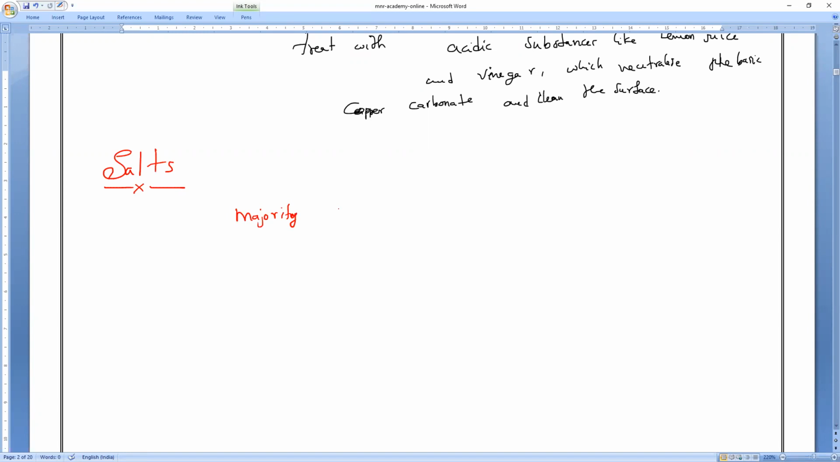Majority of the salts, all of you remember, have cations derived from metals and anions from non-metals. Salt is made up of two ions. What are those ions, everybody? One is cation, another one is anion. Cation means what charge? Cation means positive charge. Anion means negative charge.